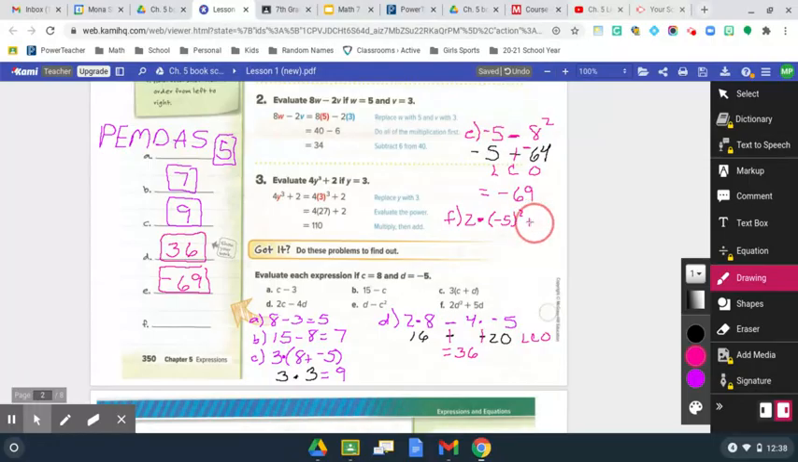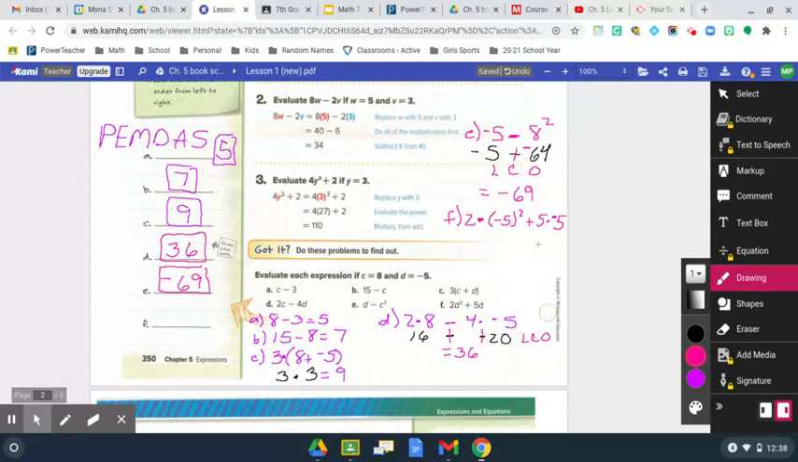Plus 5 times d. Ooh, d is -5. So this is a big evaluating expression problem here. And that's okay. We'll take it little by little. And let's see what we do and how we do.